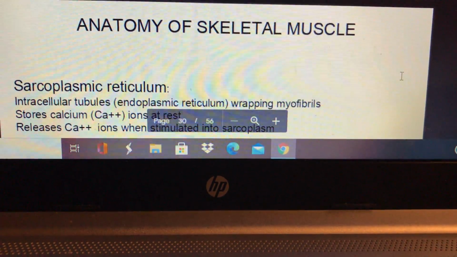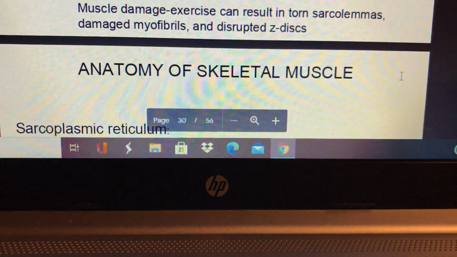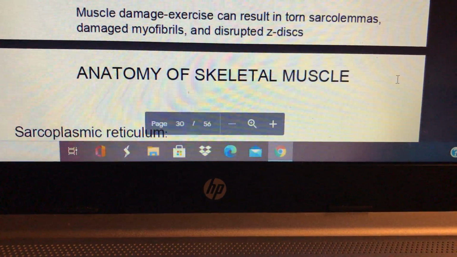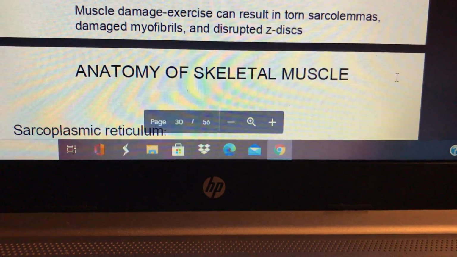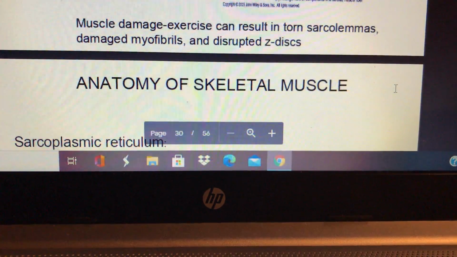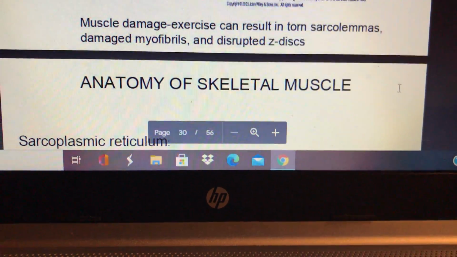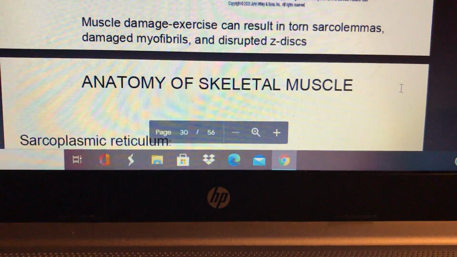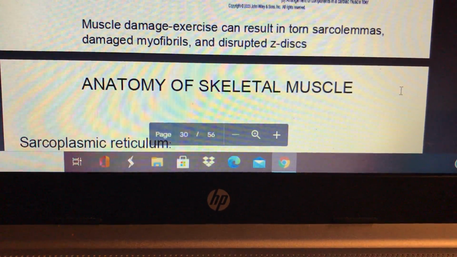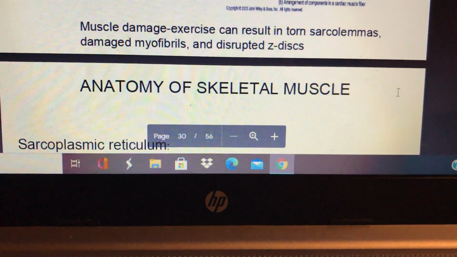Muscle damage from exercise can result in torn sarcolemmas. Remember, a sarcolemma is the plasma membrane of a muscle cell. So if you exercise the wrong way or too hard, you may tear your sarcolemma. You also get damaged myofibrils, and as a result, disrupted Z discs.